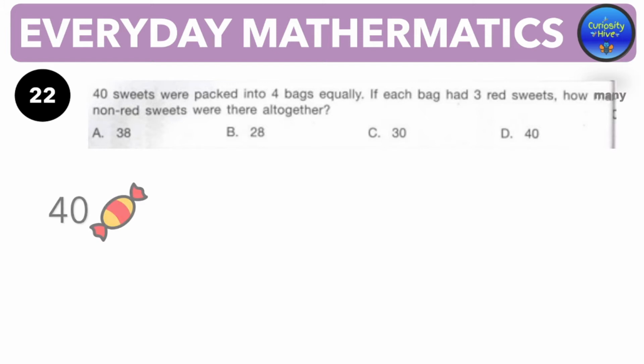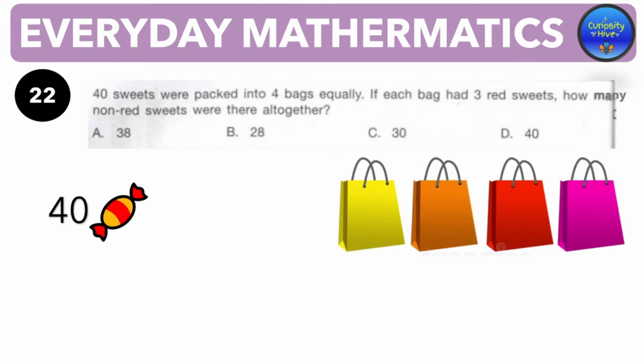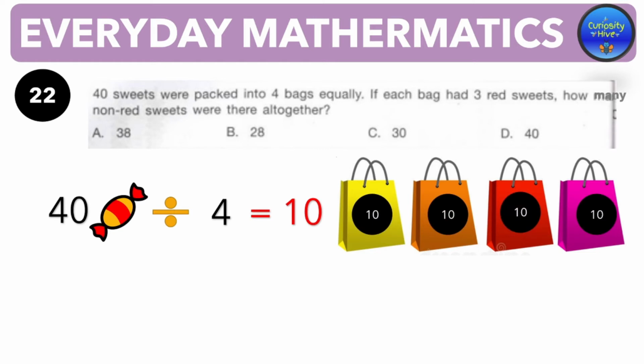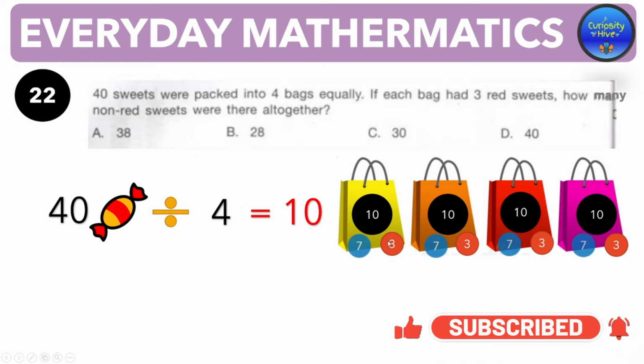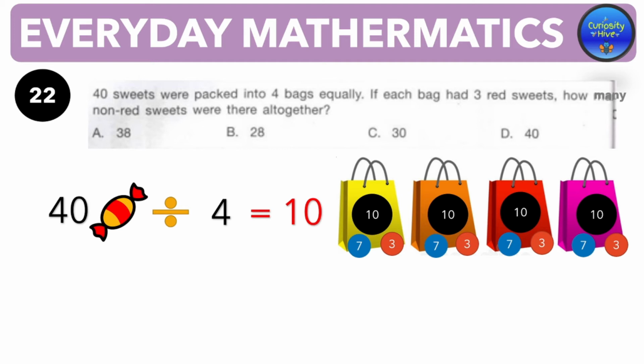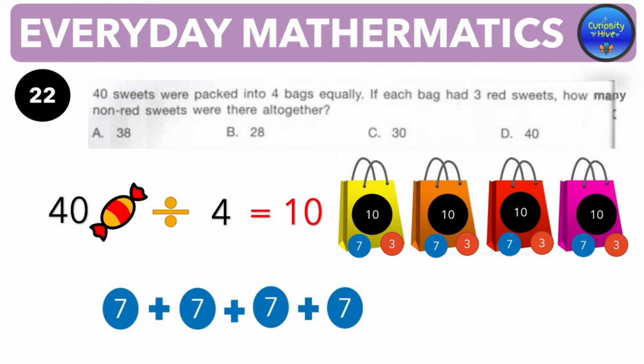Well, 40 sweets need to be divided in 4 equal bags. So we need to do 40 divided by 4, which will give us 10. So each bag has 10 sweets. Now in each bag they are saying there are 3 red sweets. So what is the number of non-red sweets in each bag? Well, that will be 10 minus 3, which is equal to 7. So what we need to do is find the sum of all these non-red sweets. So 7 plus 7 plus 7, which is 7 times 4, will be equal to 28. So your right answer is option B. I hope you have ticked this.